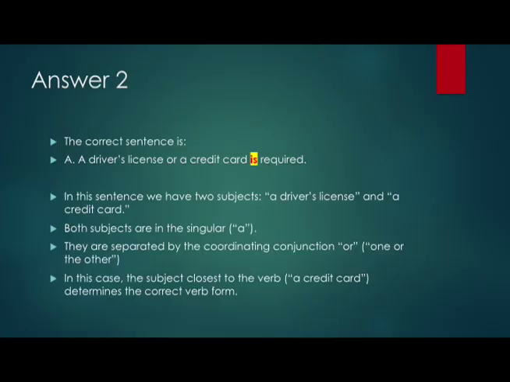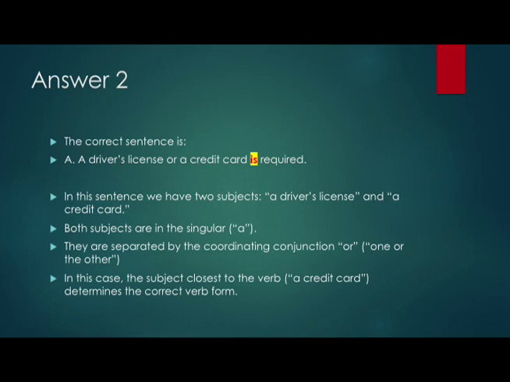The correct answer for exercise 2 is A. A driver's license or a credit card is required. So in this sentence we have two subjects, a driver's license and a credit card. So both of these subjects are in the singular form. We have the indefinite pronoun a driver's license, a credit card, which could also be substituted with one driver's license or one credit card. So they're clearly both in the singular form.